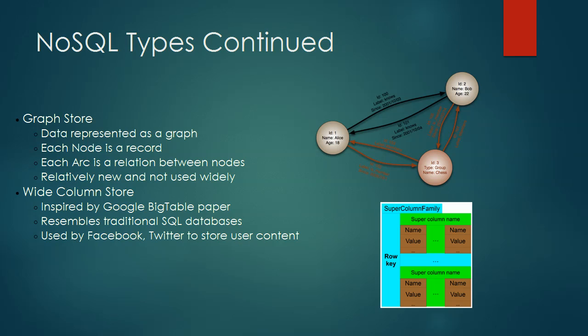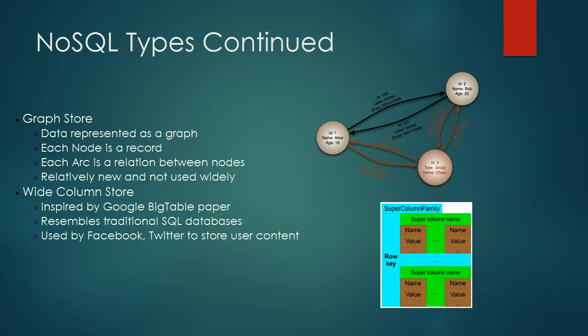The graph store NoSQL type is as the name suggests. Data is represented in a graph where each node in the graph is a record of some type. Between the nodes are arcs, which represent a relationship type. Graph stores are used to represent complex data models with a lot of many-to-many relationships. This type is fairly new and not widely used.